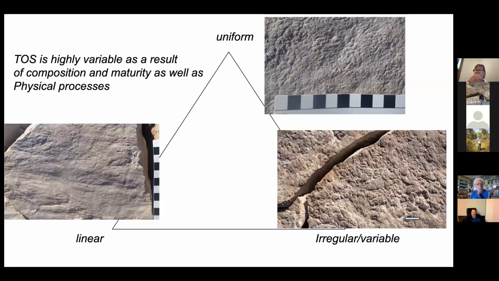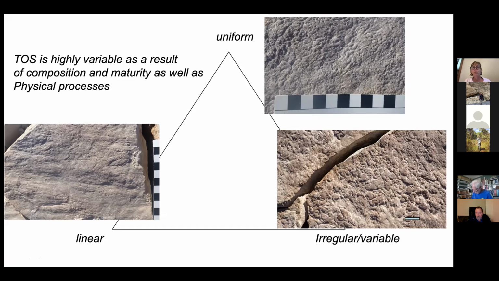But before I get to that, just to give you a sense of how variable this is, these three examples are from a single bed that's about 20 square meters. This scale bar is 5 centimeters. So you can see these are rather large, and this much more small patterned, and these quite linear features. So even within a single bed, you get quite variable textured organic surfaces. And then between beds, even more so.